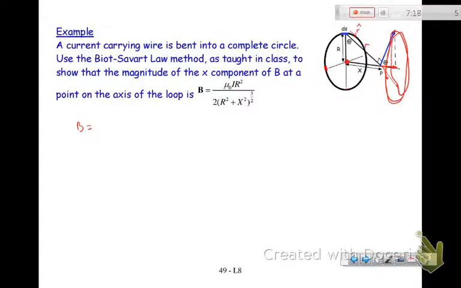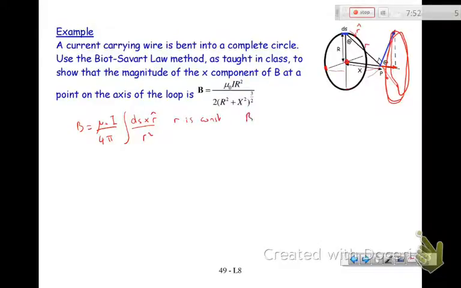Biot-Savart law says that B is equal to mu naught I over 4 pi times the integral of, which way around was it? ds cross r hat over r squared. Okay, now let's step through it. Is r still constant? Yes, it is, isn't it? Because all those lengths, no matter where you are, it might be in a different direction, but they're all constant. So we can still say r is constant.